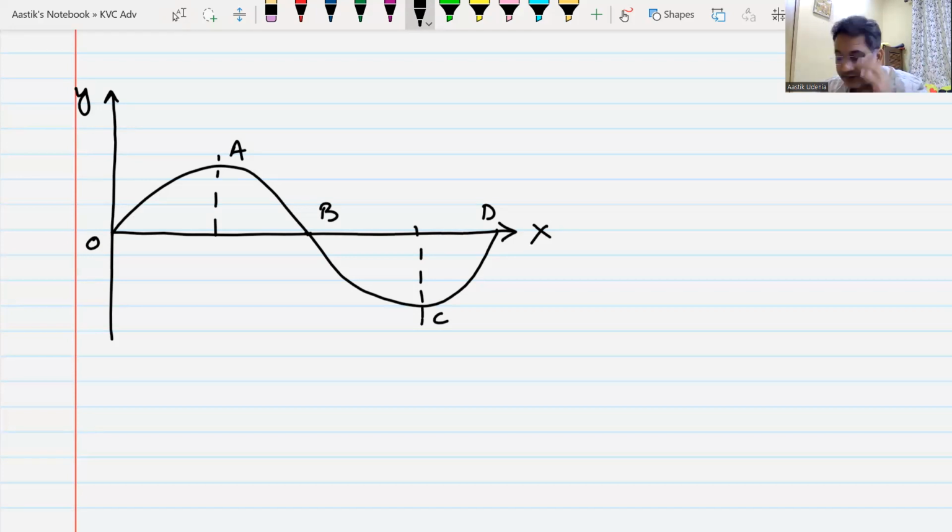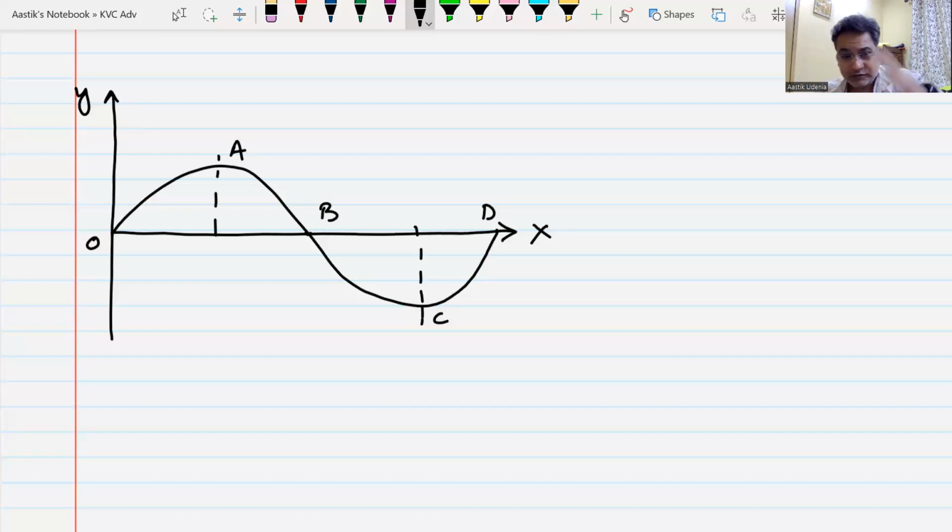Now, the question is, how are these particles moving? Are they moving towards their mean position or are they moving away from their mean position? If the velocity is positive, we will understand that they are moving away. If the velocity is negative, that means downwards, we will understand that they are moving towards their mean position. Do we understand this? Yes, sir.